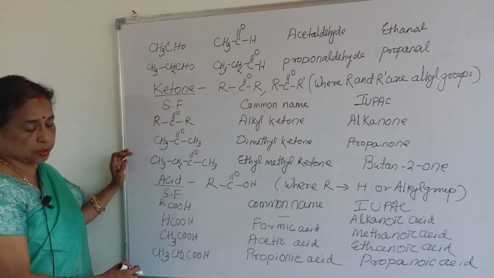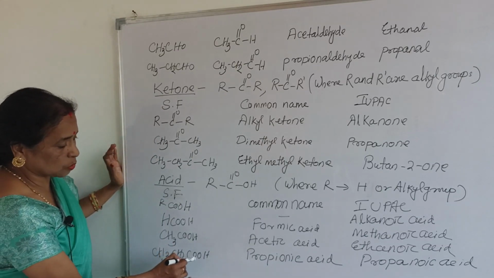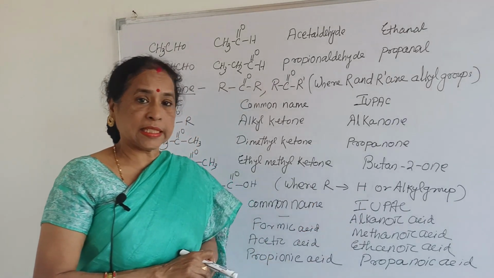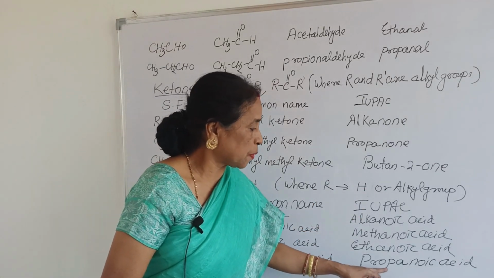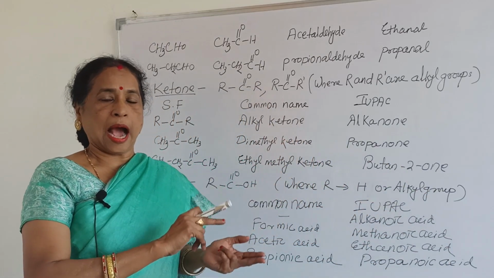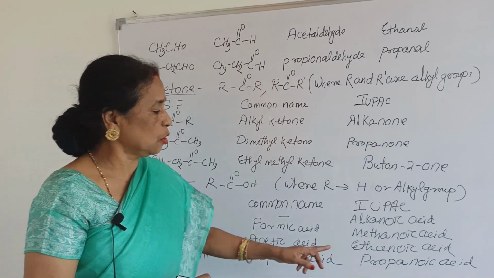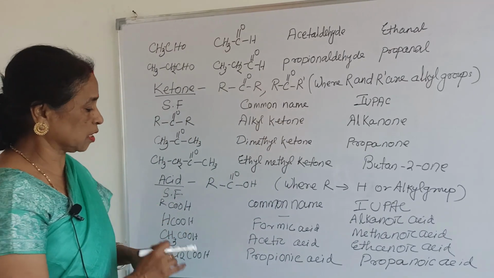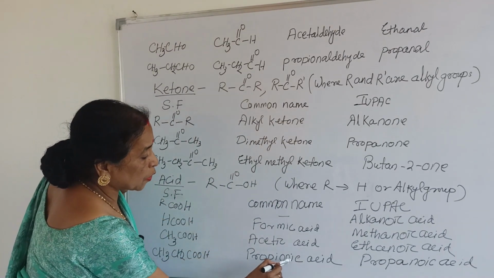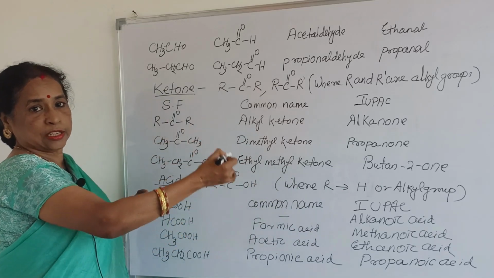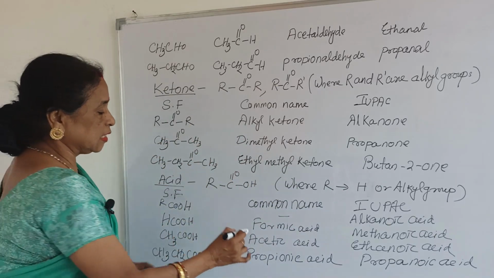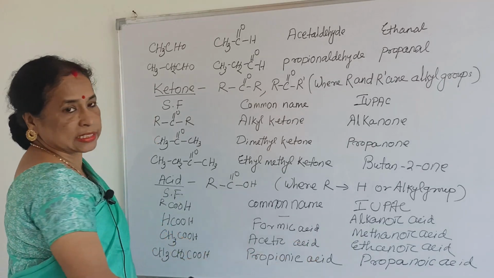Then come to 3 carbons, CH3CH2COOH. With 3 carbons, that is why in the IUPAC name it is known as propanoic acid. Alkanoic acid changes to propanoic acid since there are 3 carbon atoms. Now here propionic acid, it is also referred to our aldehyde, propionaldehyde, which changes to propionic acid.